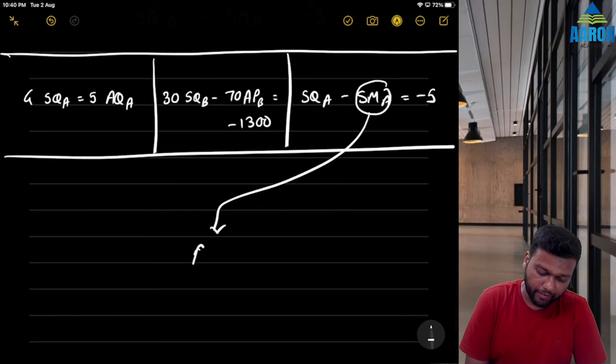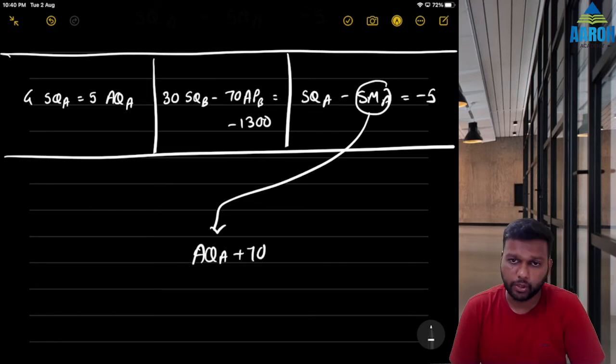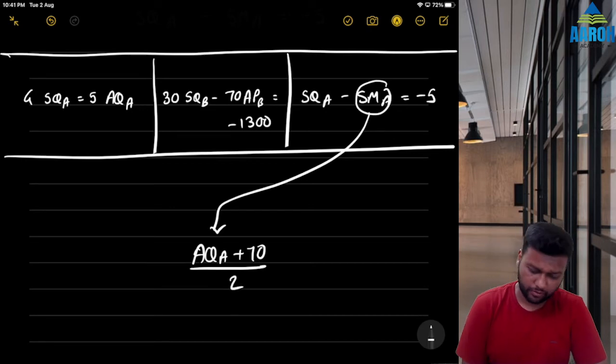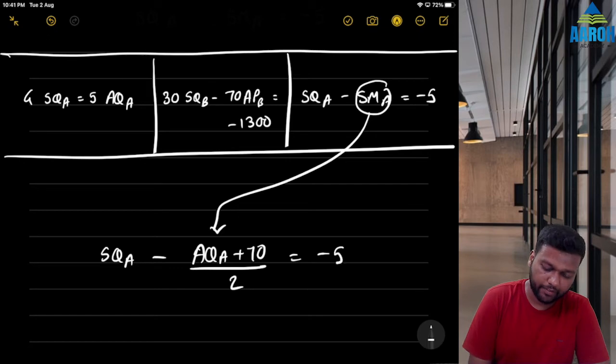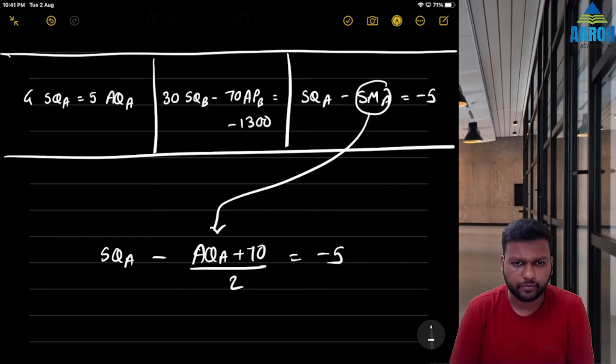Actual quantity of A plus 70 upon 2, minus SQ of A is equal to minus 5. So this is the equation that we have.